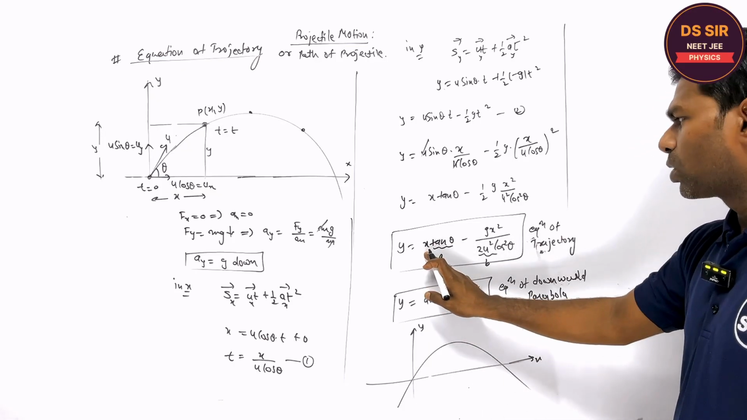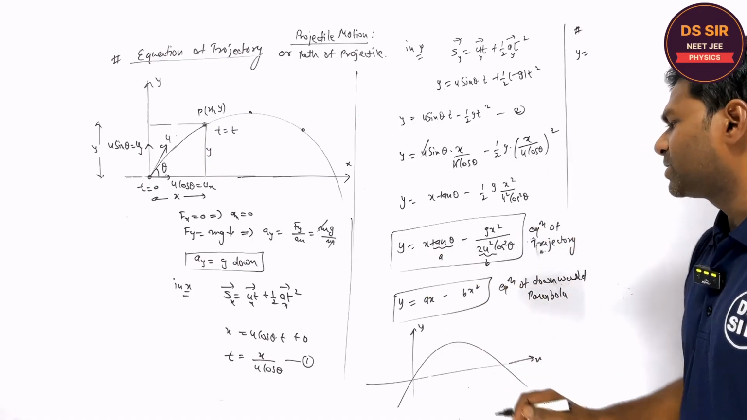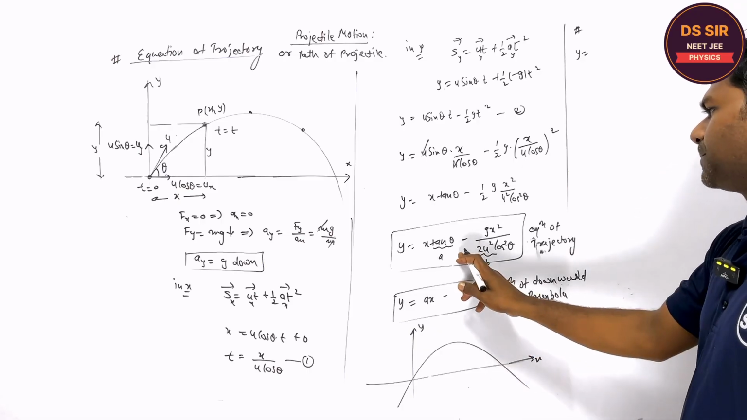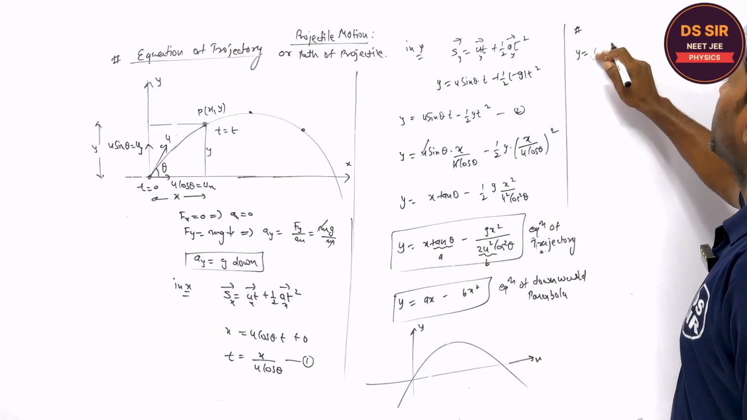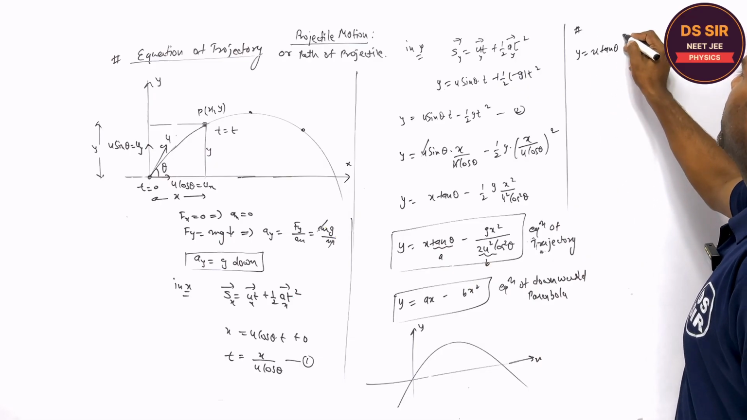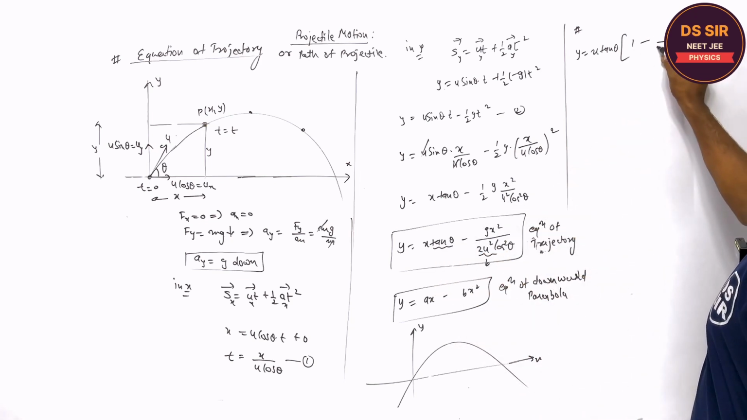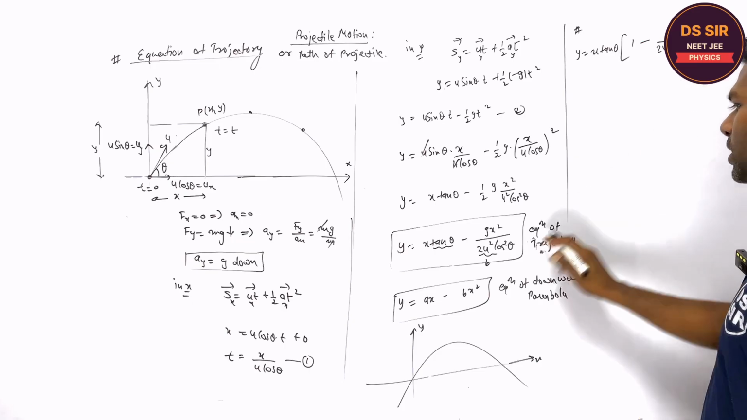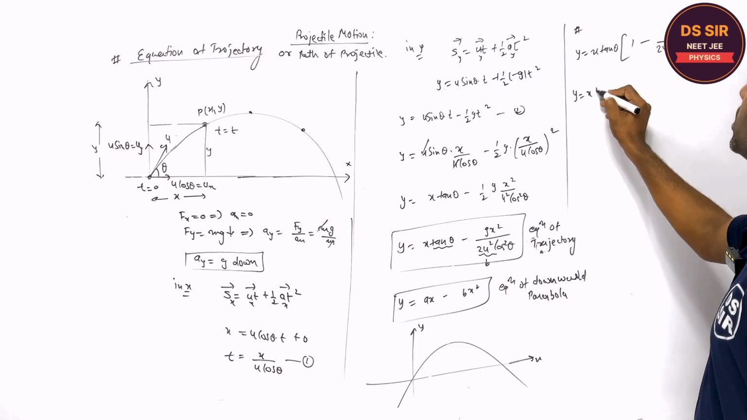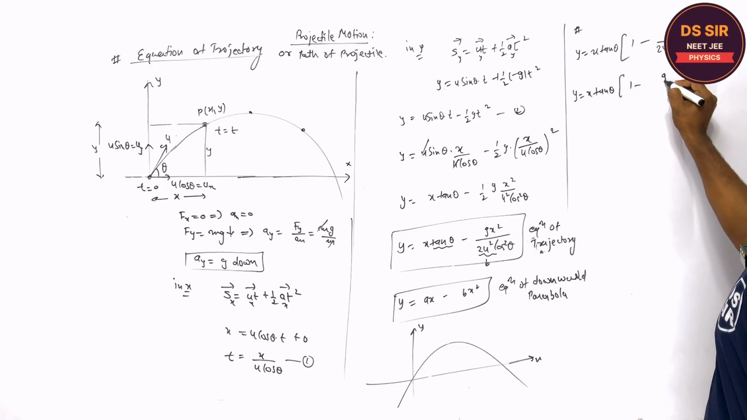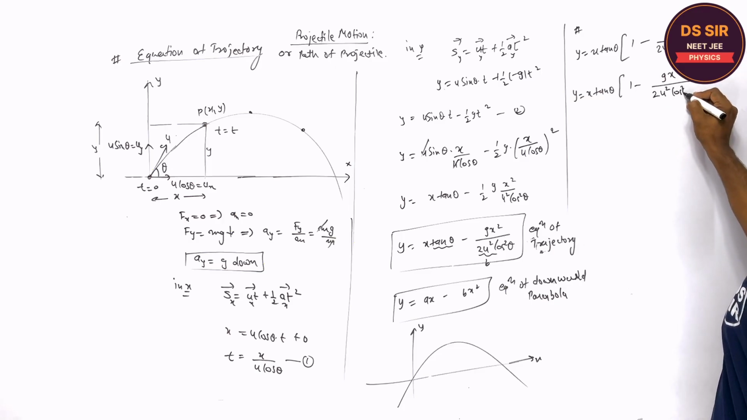another way to write the equation, which is also very important. Suppose this is the x tan theta. If you take x tan theta common, then here 1 is left, and 1 minus gx square upon 2u square cos square theta, with the x tan theta in the denominator. So y is equal to x tan theta, 1 minus g, the x cancels out, so 2u square cos square theta.